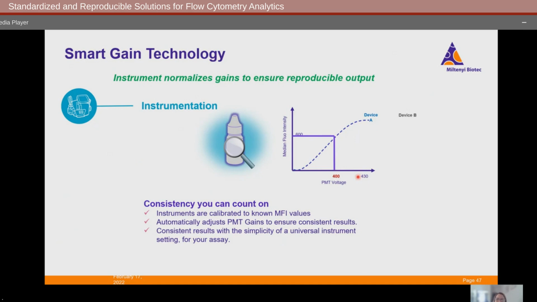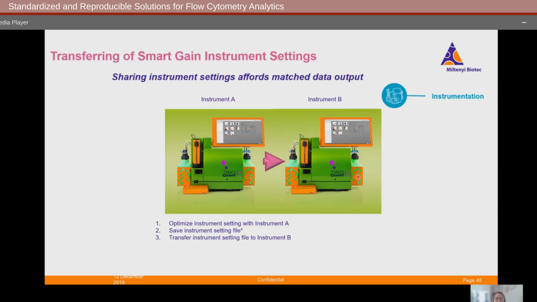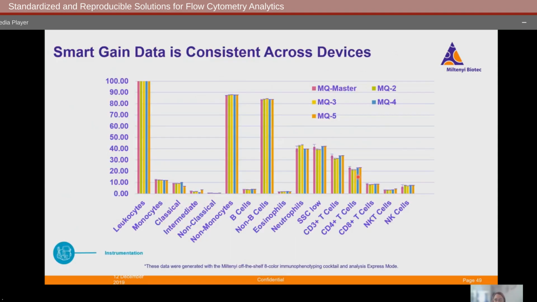So what we've done is harmonize this with Smart Gains, with those instrument settings that are established after calibration. You get consistent results with the simplicity of a universal instrument setting. All you're really doing, very simple, is saving the data from one instrument, transferring it to another, and then continuing on in your assay. Here is some sample data that was generated using a master MACSQuant with 4 other MACSQuant instruments with a standard 8-color immunophenotyping kit, along with an express mode, which I'll get into in a bit. You can see that the data generated across many different subsets of cell types is very similar, consistent, and reproducible.